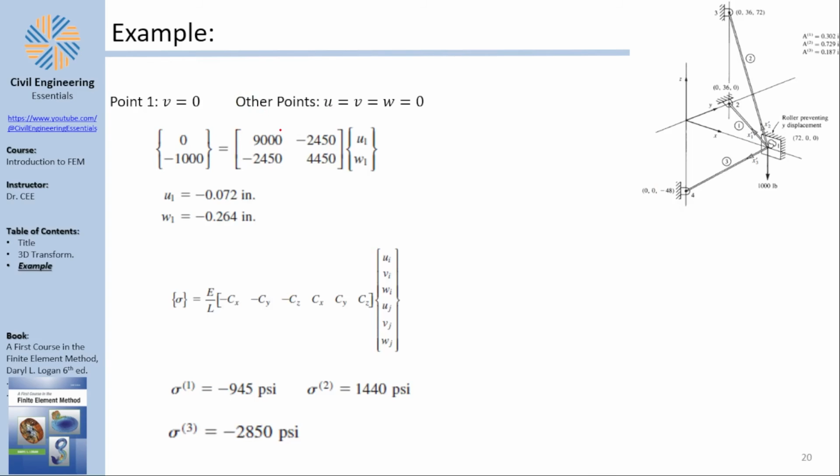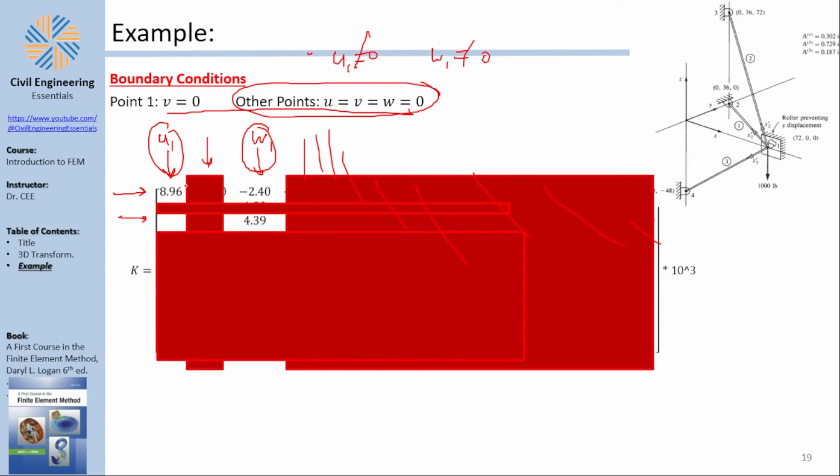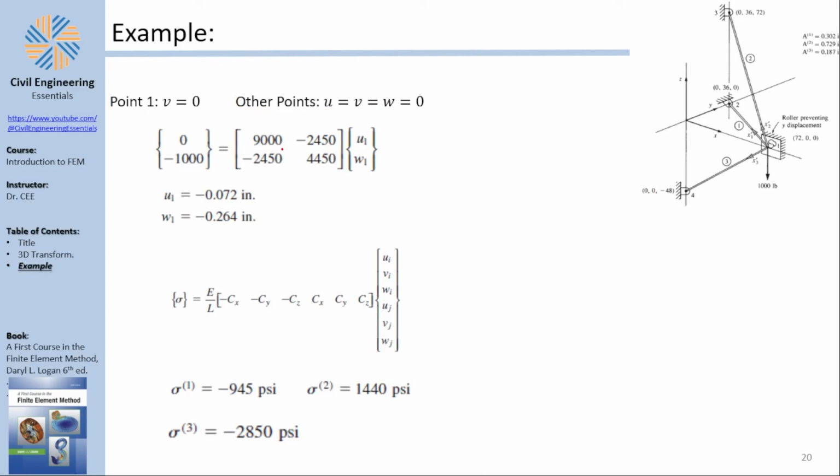Because now, you see, 8.96, 2.4, 4.39, and 2.4, because of symmetry. So take a look here, it's 9,000, not 2.4. You see, of course, there is a slight difference between me and the book by Daryl Logan. The reason is that I was a little bit more accurate than him. I was using MATLAB, which of course gives you a higher accuracy. In the book, they are just using a simplified accuracy.